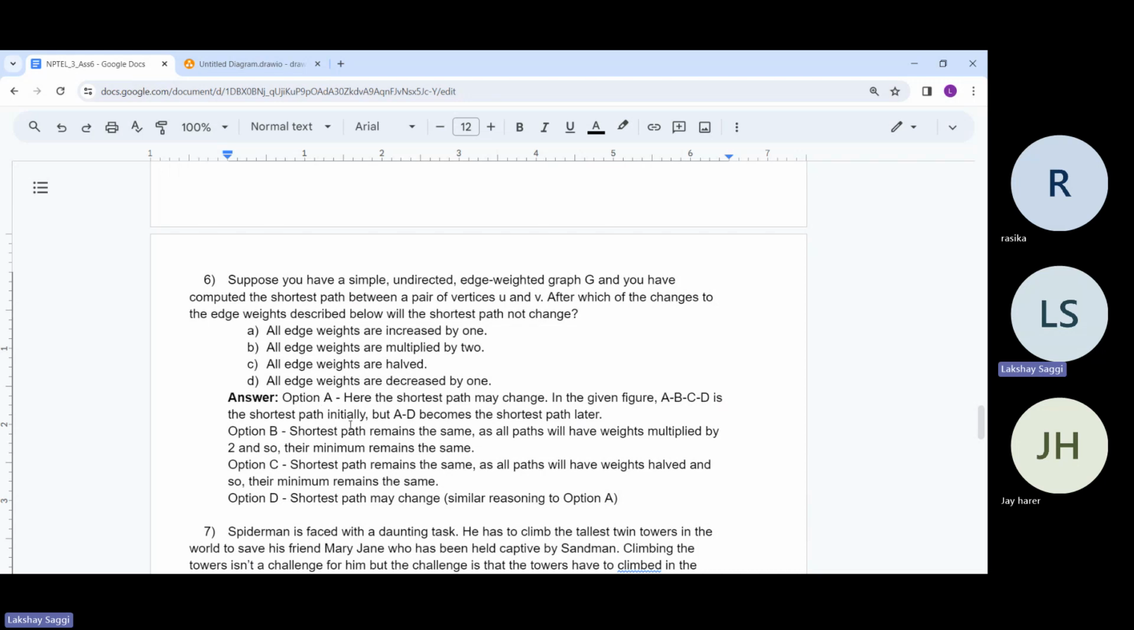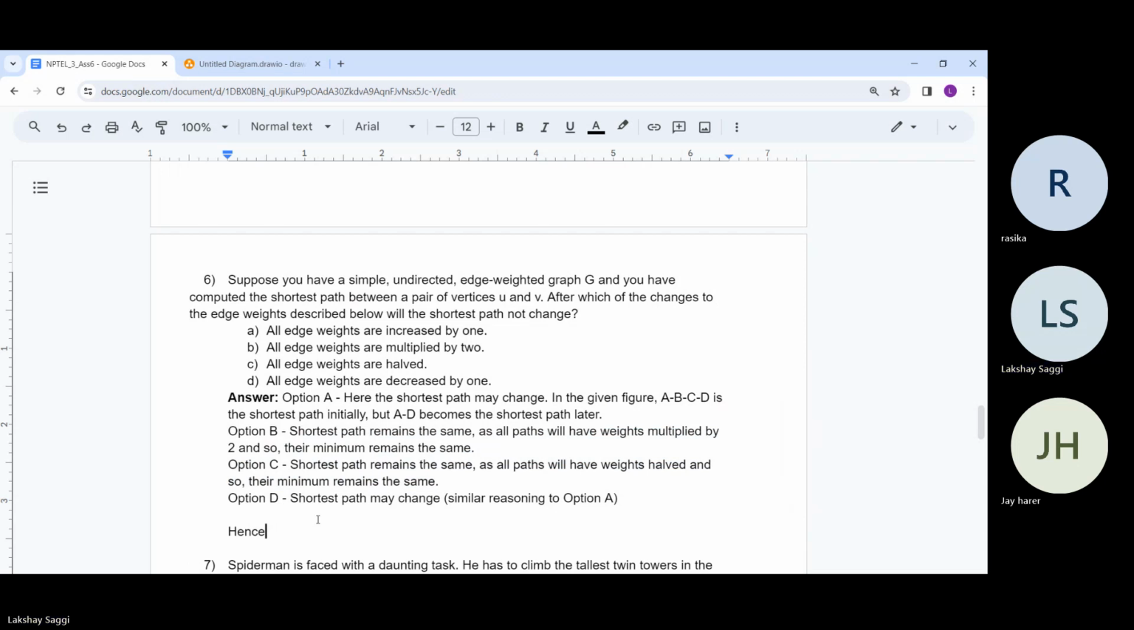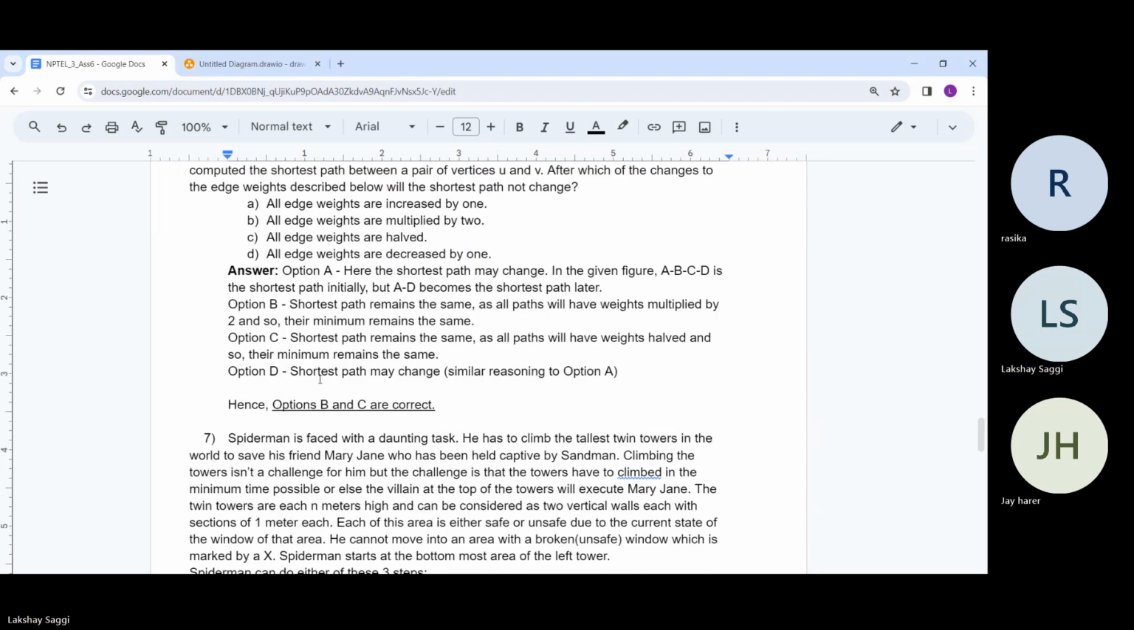So I hope everyone understands. So in options A and D, the shortest path may change, and in options B and C it will remain the same. So options B and C are correct. I hope everyone understands this, and if you don't understand, you can ask me in chat and I'll try to explain it better. So in options A and D, the shortest path may change, whereas in options B and C, it will not change.